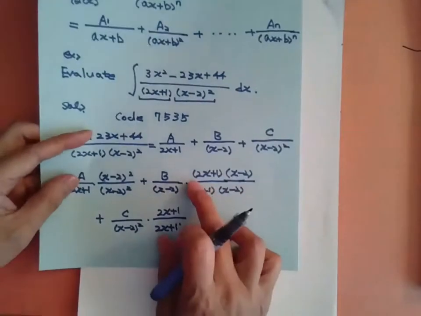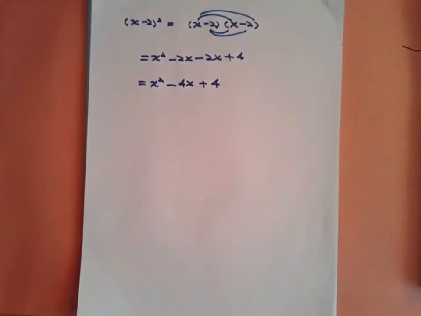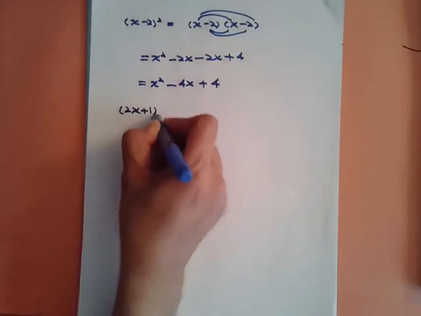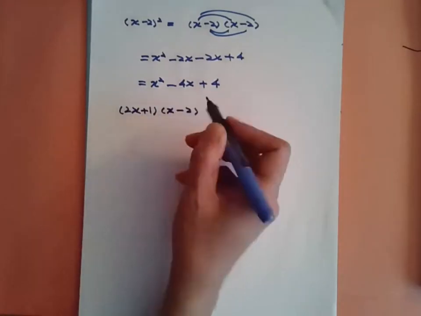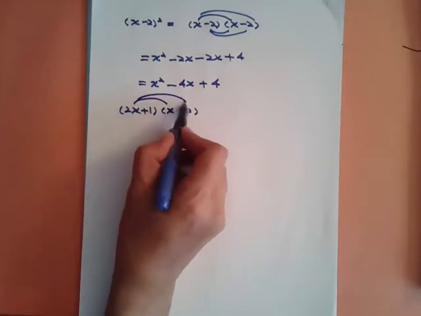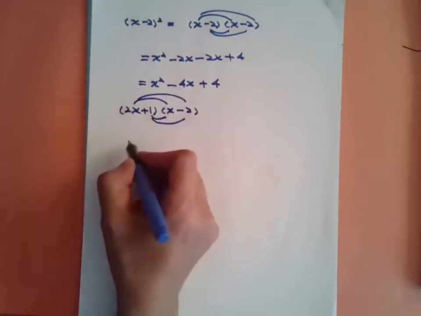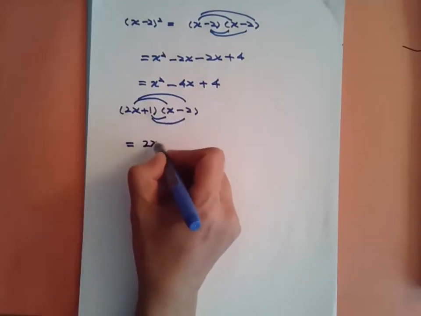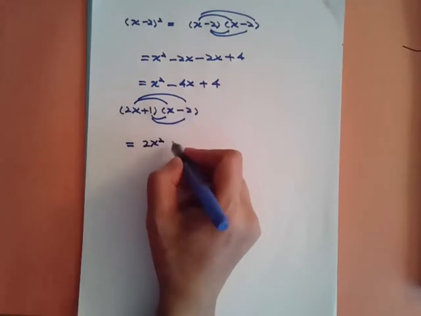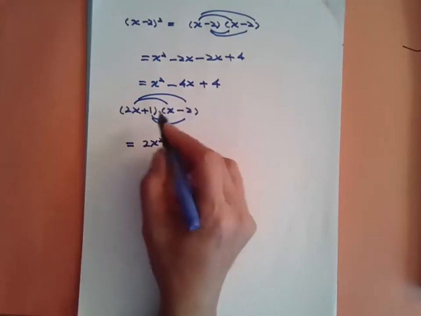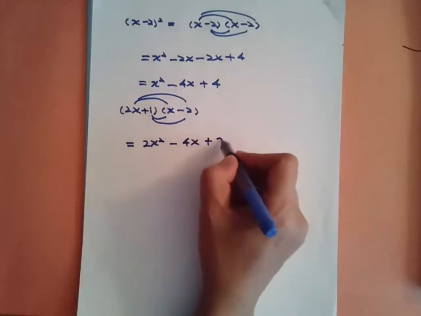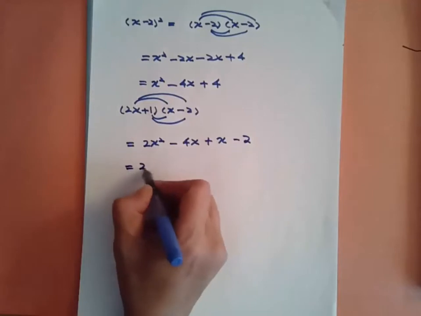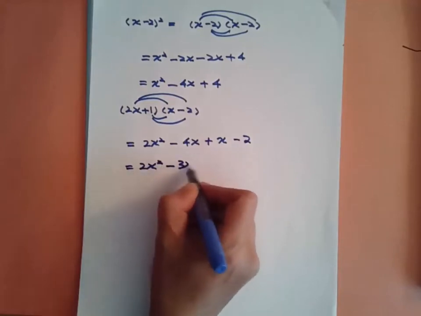The next thing is 2x plus 1 times x minus 2. So we will do FOIL again. So 2x plus 1 times x minus 2. So that equals this one times this one. 2x times x is 2x squared. 2 times 2 is 4, so minus 4x. 1 times x is x. 1 times minus 2 is minus 2. So that is 2x squared minus 3x minus 2.